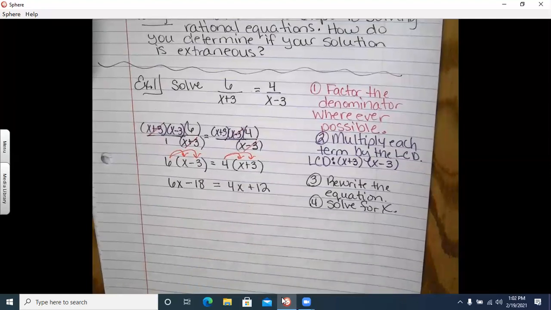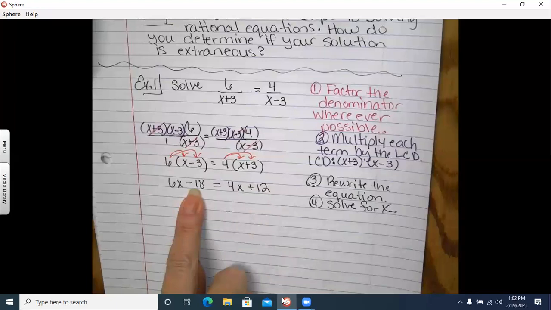Do I have any like terms on the left side that I could combine together? No. Do I have any like terms on the right side I could combine together? No. 4x and 12 can't be combined. 6x and negative 18 can't be combined. So if I did, I would combine those first before moving things from one side of the equal sign to the other, okay? But no like terms on the left side, no like terms on the right side.